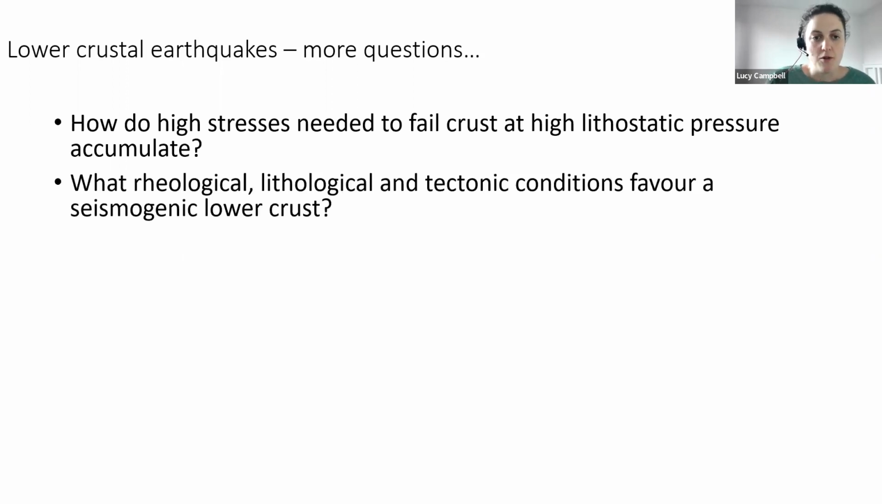What kind of rheological context, lithological context, and tectonic conditions would actually favour a seismogenic lower crust? That's an important question if we're trying to link our findings from the ancient geological record to present-day tectonic context. Where would we expect the lower crust to be seismogenic?